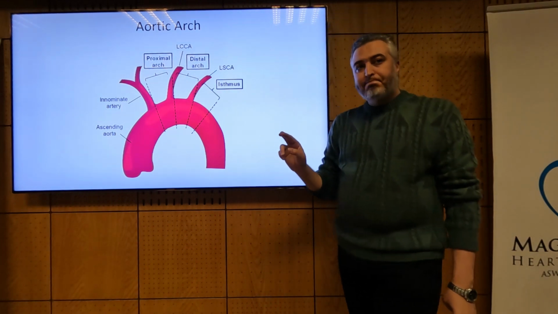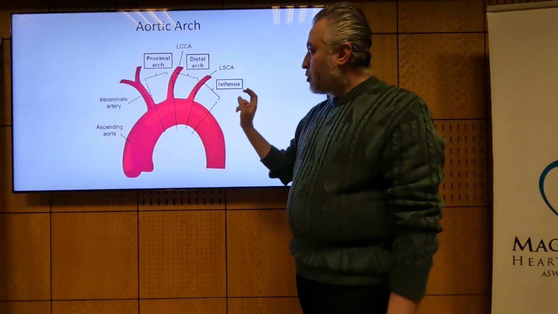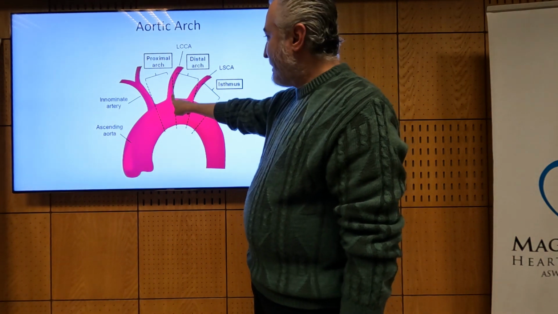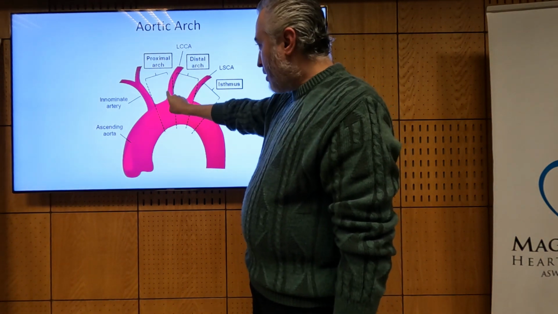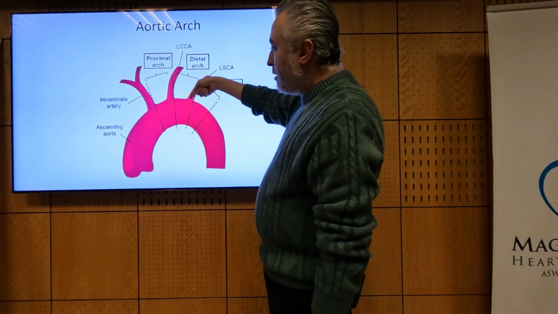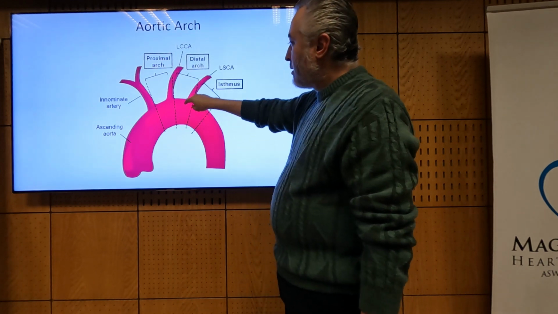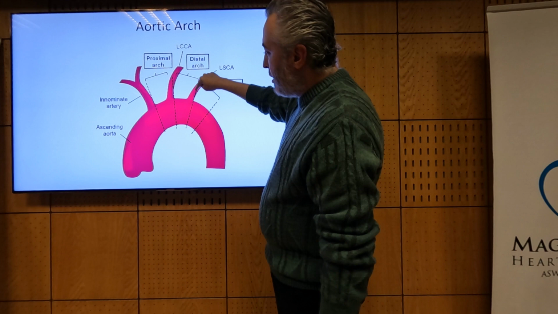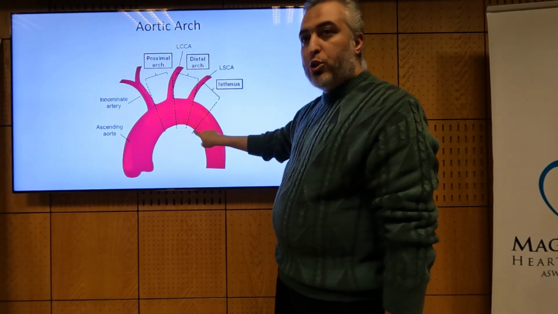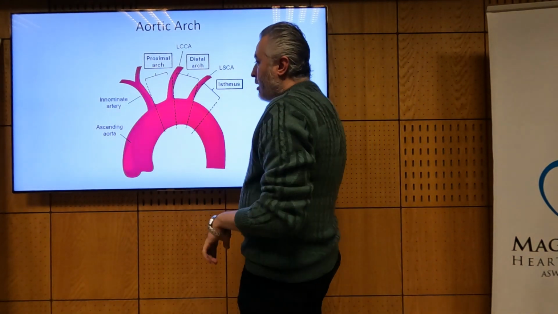And then we can subdivide the arch into different segments. So the proximal arch is from the brachiocephalic to the carotid. Then the distal arch is from the carotid to the subclavian. And then there is the isthmus, which is more distal to the distal arch. So the distal arch is not the end of the arch. The isthmus is from the site of the left subclavian till the site of the attachment of the ligamentum arteriosum. So: proximal arch, distal arch, and isthmus.